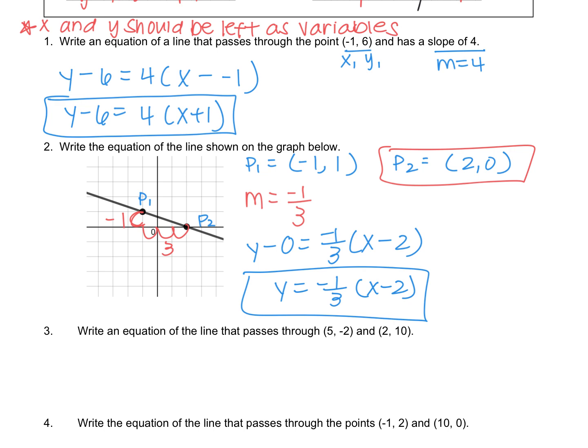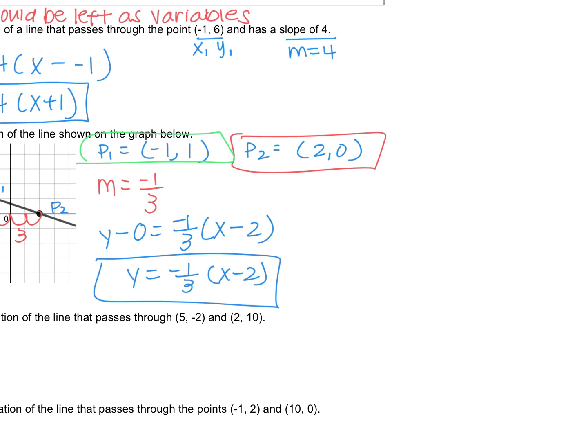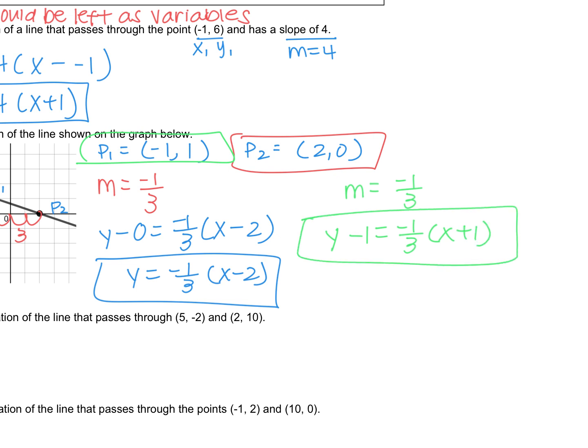Now, if you were doing this on your homework and you decided to do P1 instead of P2, your answer would look different than mine, and that is okay. So if we decided to do P1, our slope is still -1/3, but we're now using -1, 1. So we would have y minus 1 equals -1/3 x plus 1, double negative. Either of those answers are correct. They're both the same line. They're just using 2 different points. I would accept either one as equally correct. Okay?